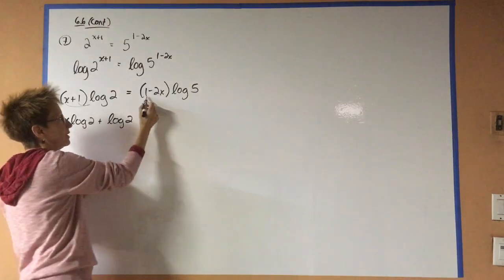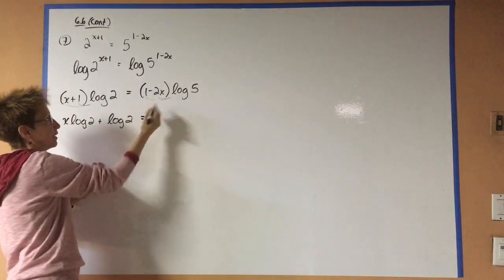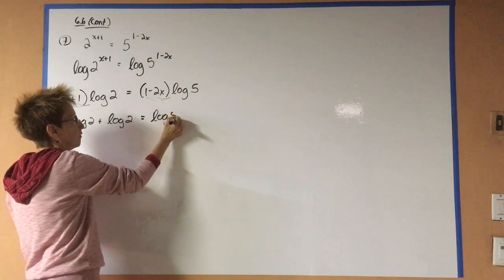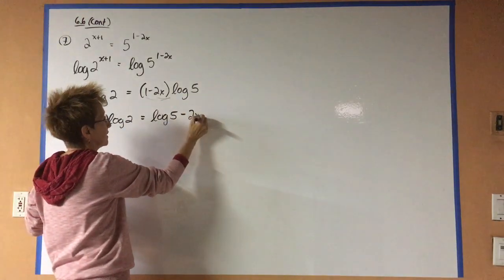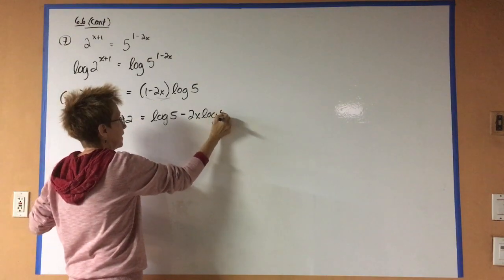The right side, when I do the same idea, I take 1 times the log of 5, I get log of 5. And then I take negative 2x times the log of 5, and I get minus 2x log of 5.